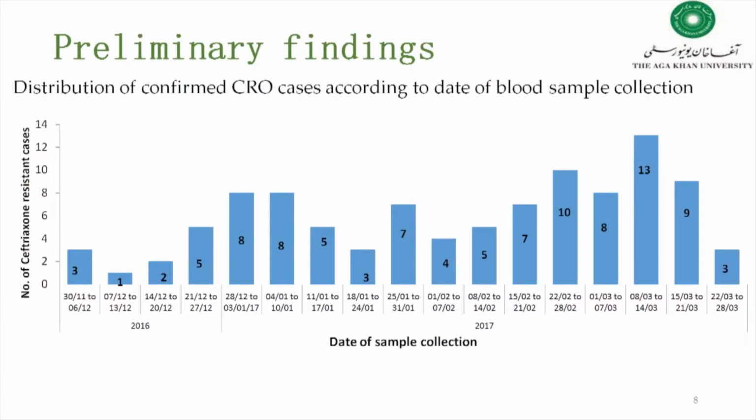This is a figure which shows the epidemic curve week-wise from November 30, 2016 to 28 March 2017, and you can see here a bumpy picture. So still the outbreak is continued, and on a weekly basis we are getting a number of cases.